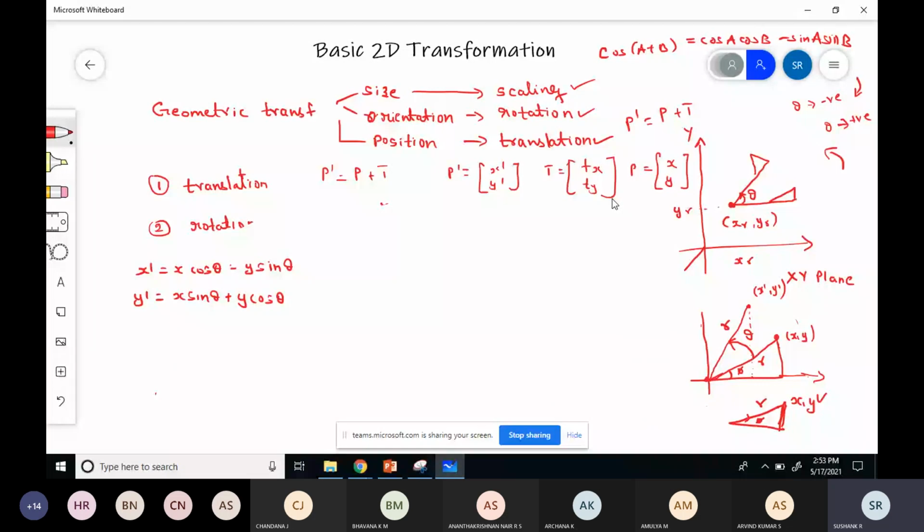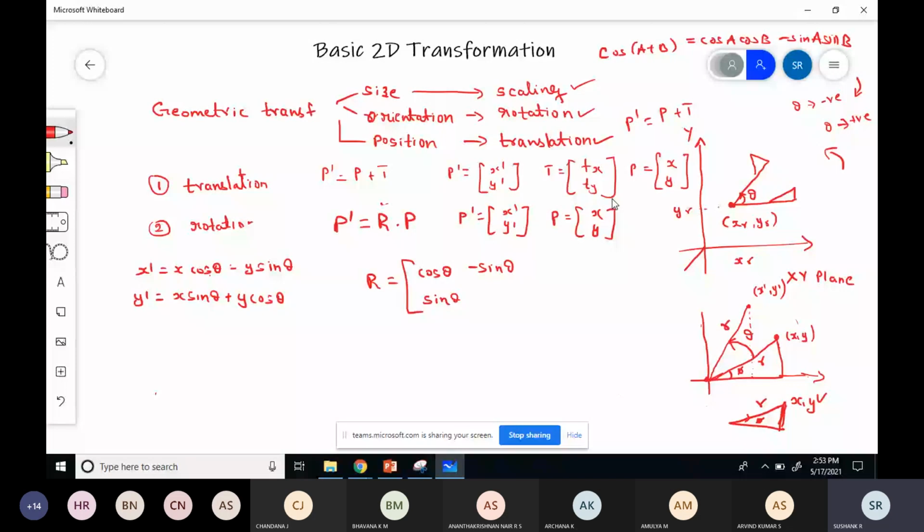Now how can I write it in the matrix form? I can write it in the matrix form as P dash is equal to R into P. P dash is nothing but the new coordinates x dash, y dash, and P is nothing but x and y. But what about R? R is a two-dimensional matrix, which I will call the rotational matrix. It is given by cos theta, minus sin theta, sin theta, cos theta.